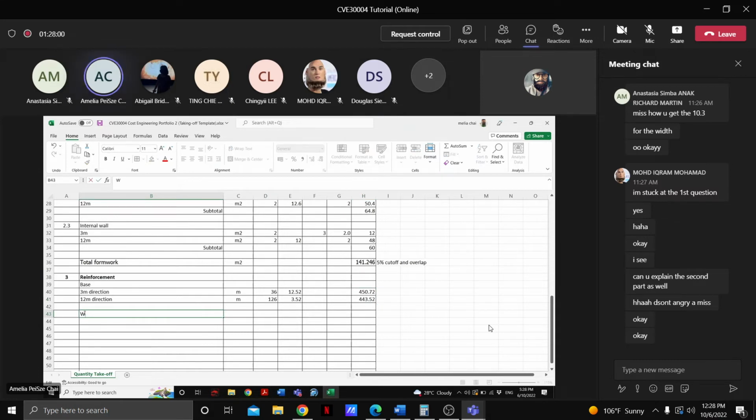After we have the base, we have the wall. We can split into vertical wall and external wall. Vertical reinforcement, and then what? 12 meters direction.